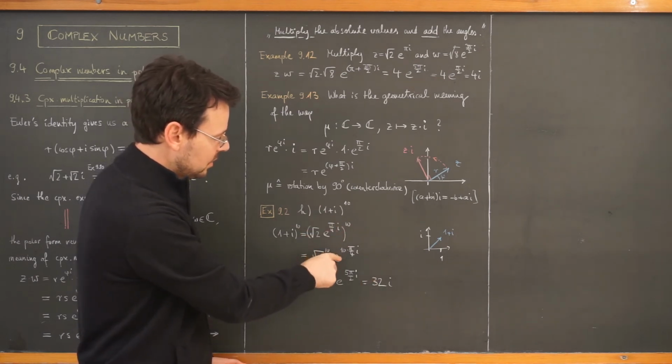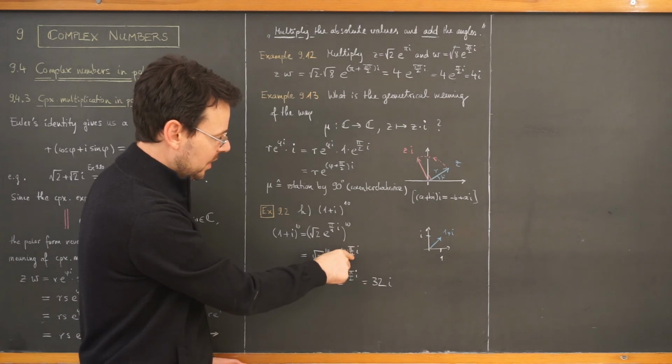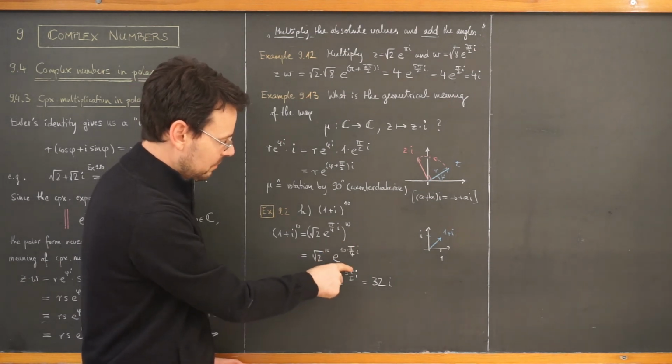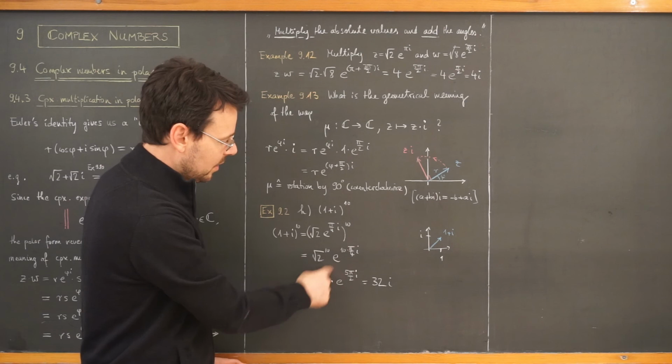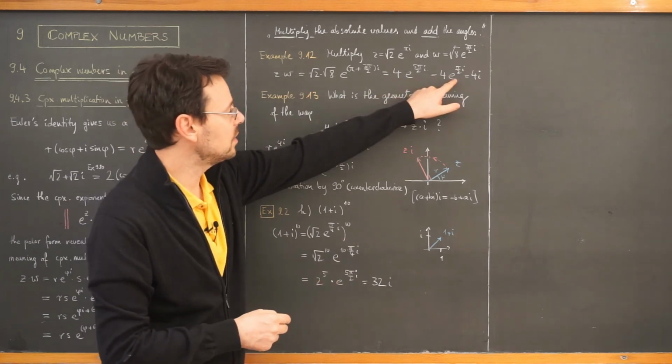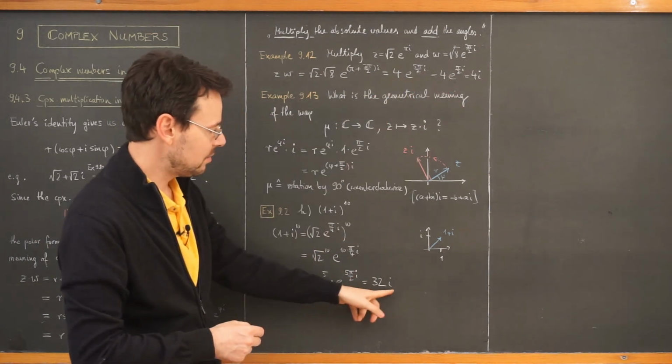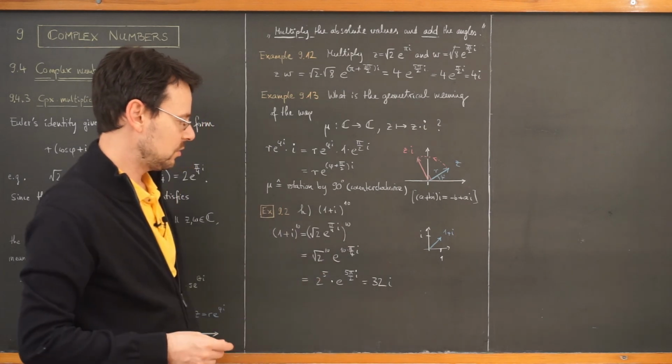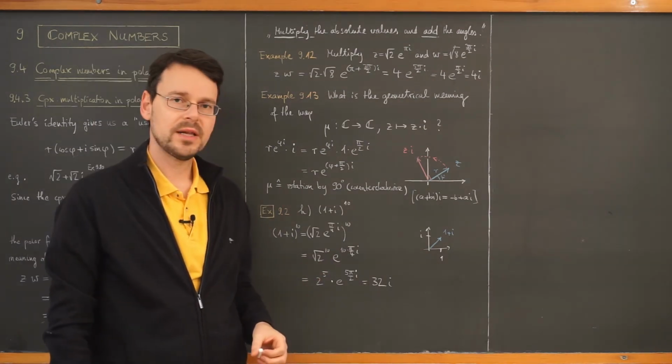And this here is e to the 10 times pi over 4i, which is e to the 5 pi over 2i. And this is the same as here. This is i itself, so the result is 32i.